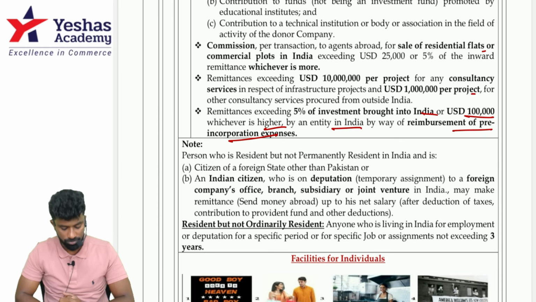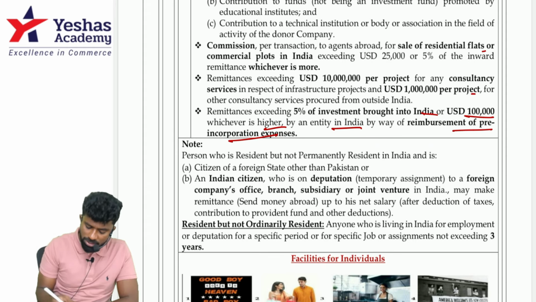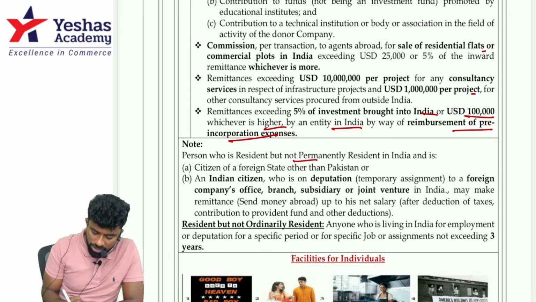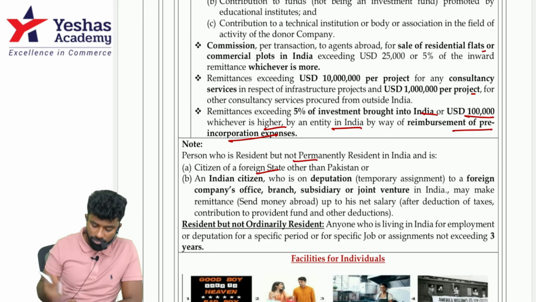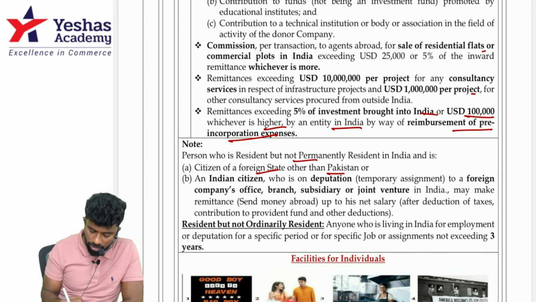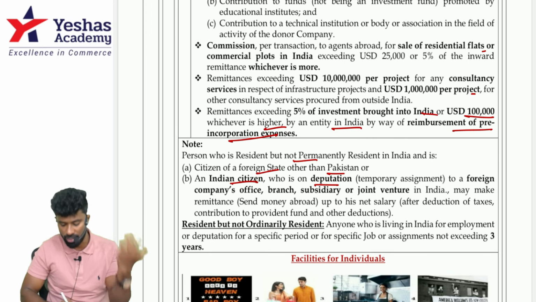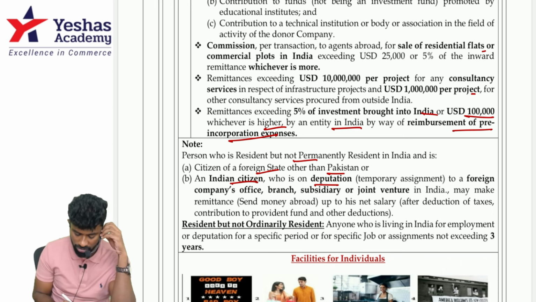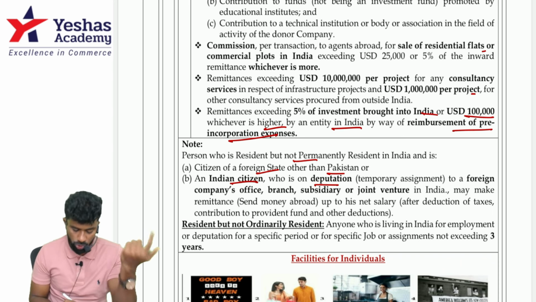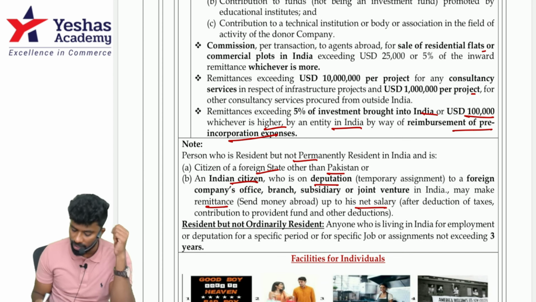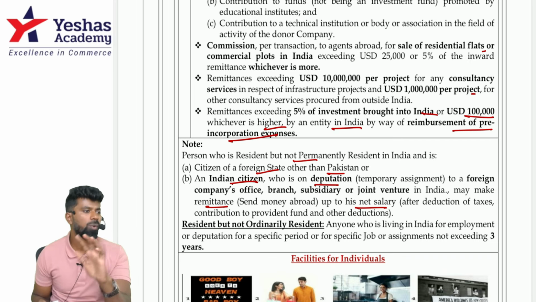What transaction? A person who is resident but not permanently resident in India means he is a citizen of which country? A foreign state, other than Pakistan. Or an Indian citizen who is on deputation, that is a temporary assignment to a foreign company's office, branch or subsidiary or a joint venture in India, may make remittances up to his net salary. What salary? Without any restriction.